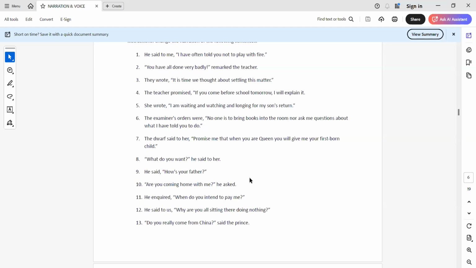The dwarf said to her that, no, the dwarf asked her to promise him that when she becomes queen. No, wait. The dwarf asked her to promise that she will give her firstborn child when she becomes a queen. Correct.